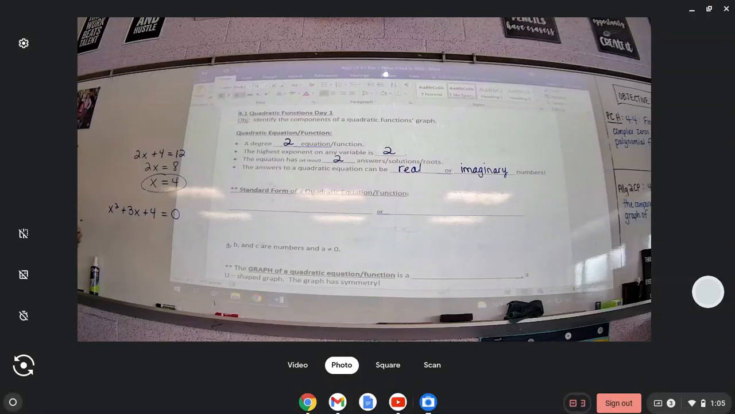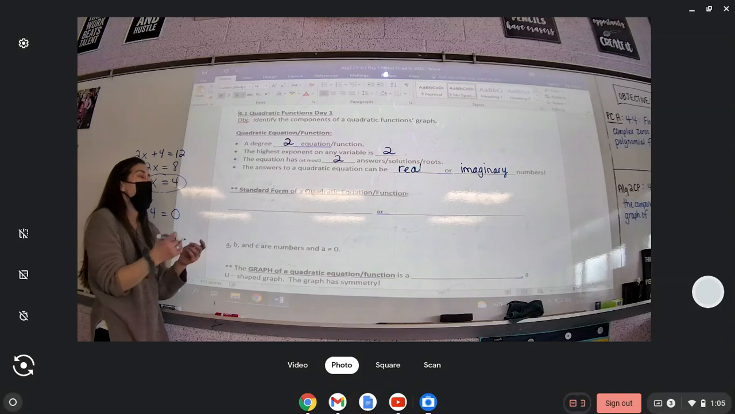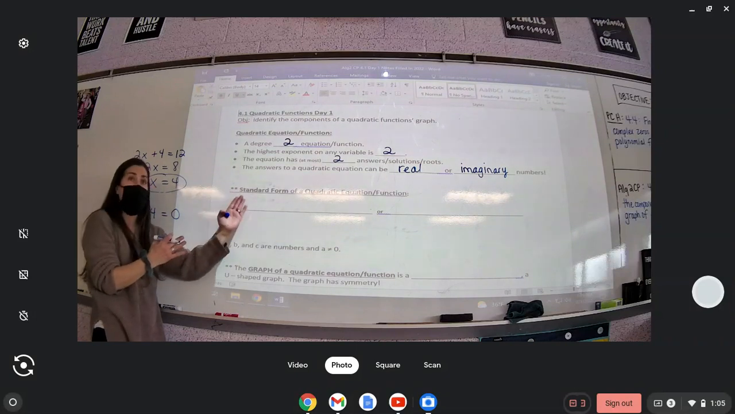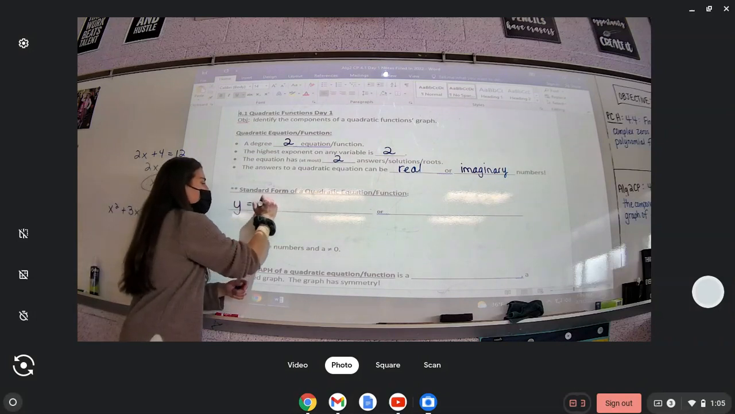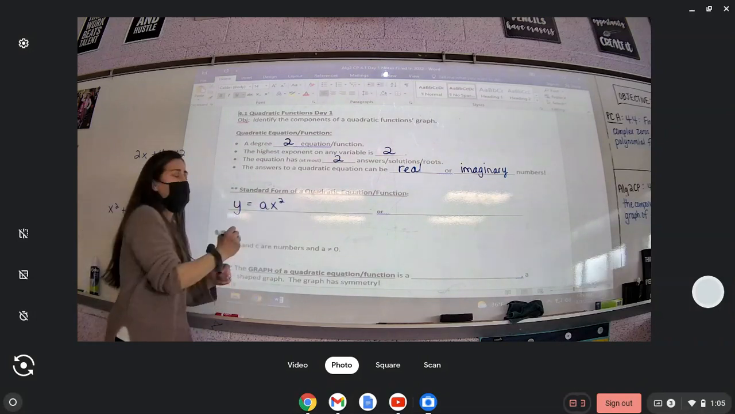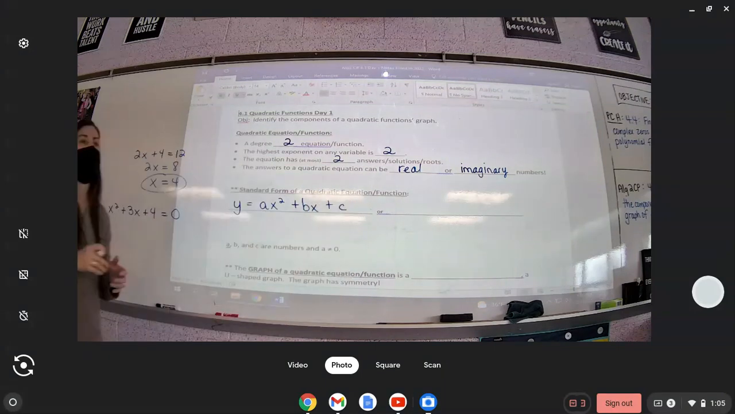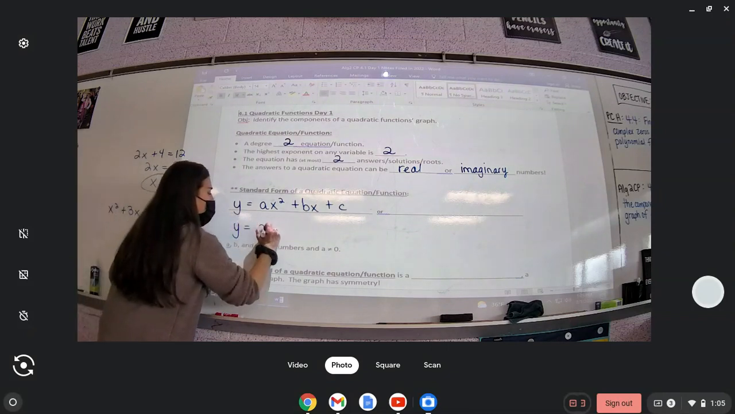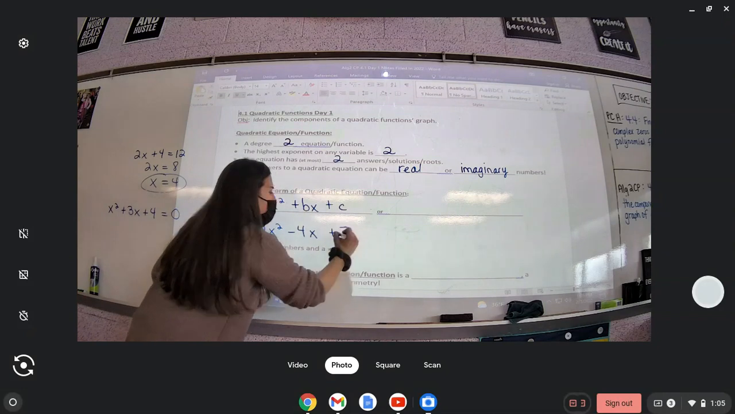Okay. All right. So now that we're working with these degree 2, these quadratic equations, by definition, they have to be able to be written in this form. It is the standard form of a quadratic equation, and it looks like this: y equals ax squared plus bx plus c, where a, b, and c, guys, are going to be replaced with numbers. So let me give you an example: y equals 2x squared minus 4x plus 7.